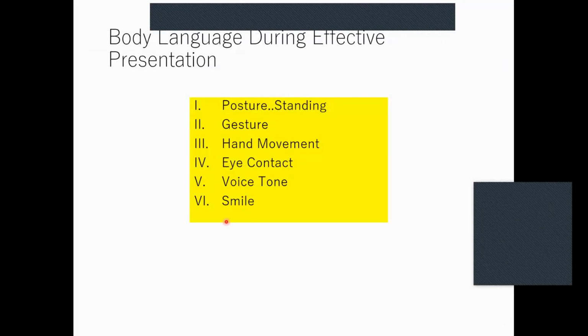So I already discussed this point, but just to remind you again, what will be the body language during an effective presentation? Your posture, how you stand, your gesture, your head movement, hand movement, then eye contact, voice, tone, smile. That all makes up the body language for effective presentation. Please remember these six points: your posture, your gesture, your hand movement, eye contact, voice tone, and smile. These are the elements of your body language during presentation.